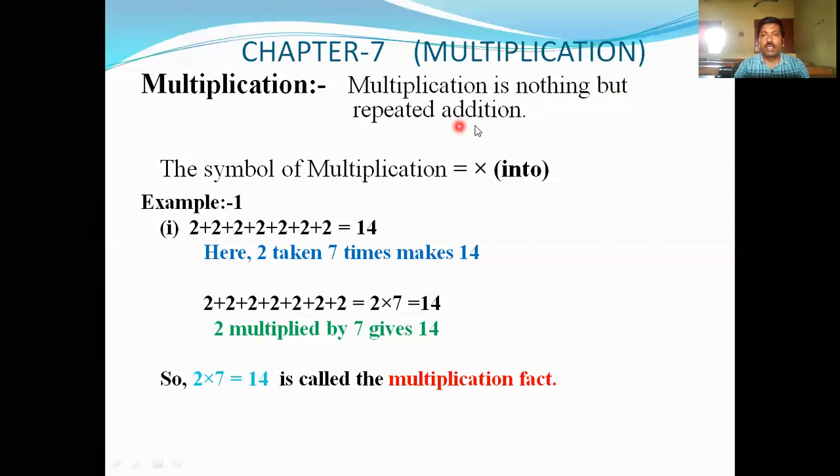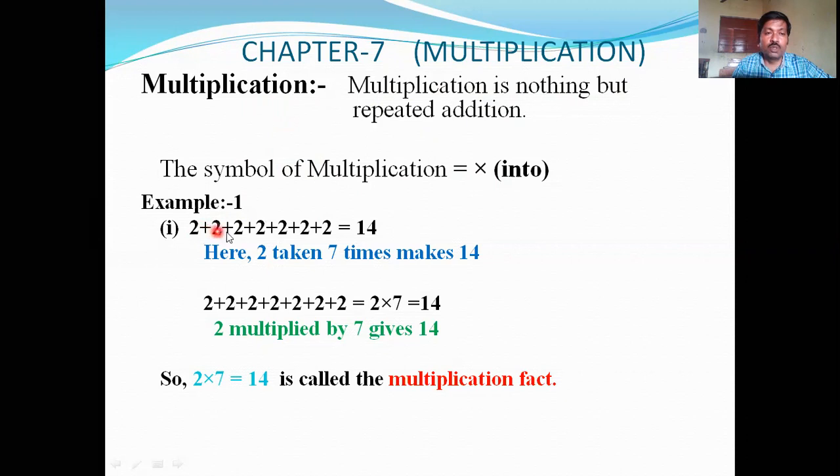Multiplication is nothing but repeated addition. Here we see multiplication is nothing but repeated addition. And how can we show it? The symbol of multiplication is into, and how can we identify that multiplication is repeated addition? Now let us take an example to try to understand it.